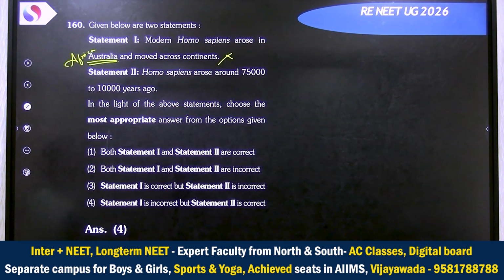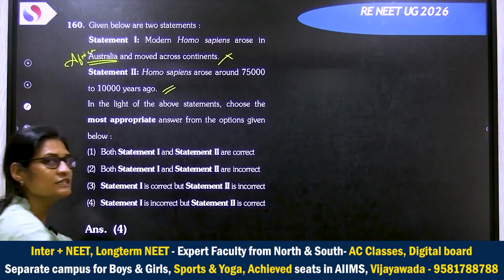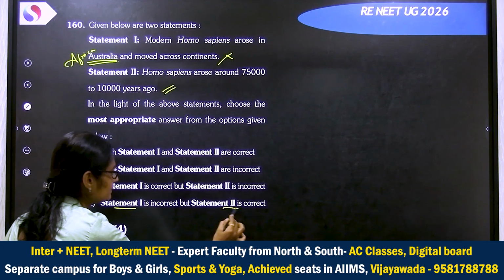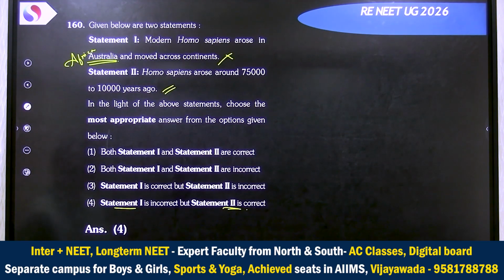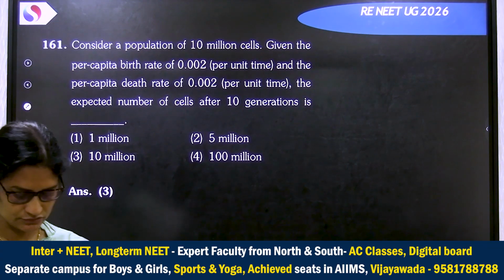Statement 2, check it once. Homo sapiens arose around 75,000 to 1 lakh years ago, they gave. That is a true statement, the time period when they arose, between 75,000 and 1 lakh years ago. So statement 1 is incorrect and statement 2 is correct. This is a direct NCERT line. Let us go with the next question.